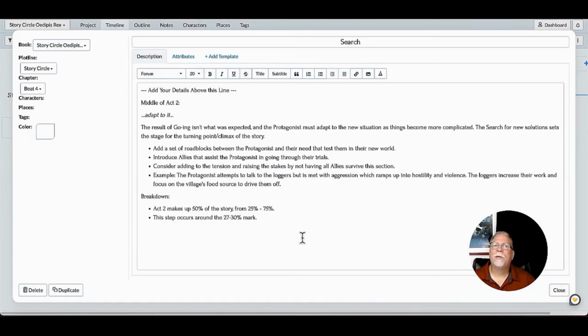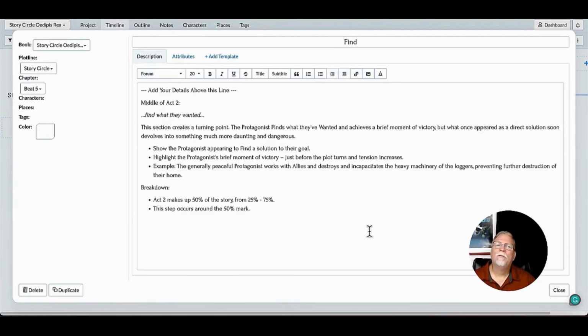Our hero is now adapting to the new world and also must adapt to change. Because of that, things are going to get more complicated, and new problems and potential solutions lead us towards the climax of the story. Find creates a turning point for our protagonist, because they find what they wanted or what they thought they wanted, and they achieve a brief moment of victory.